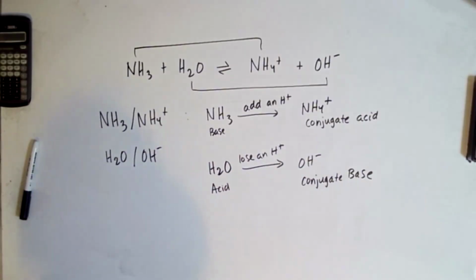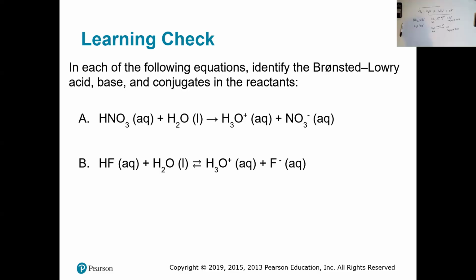Okay, so they're asking us in the next learning check. I'll put this up here just for visual. And then we'll look at this on the board. It's asking us to identify the Bronsted-Lowry acid, base, and conjugates in the following reactions. So definitely take a second and try this out. See if you're understanding the different definitions.